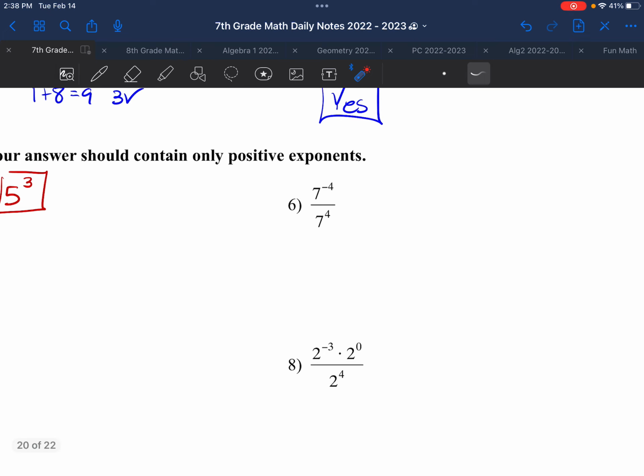In number 6, again, we have the same base, 7 and 7, so we are now going to subtract these powers because we have division happening.